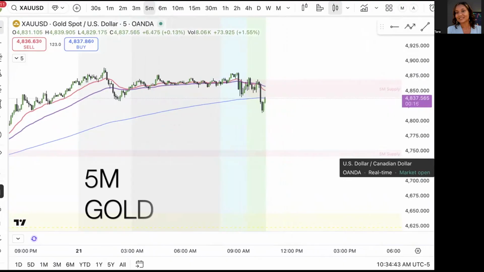Okay, so we're on the 5-minute time frame for gold. We've seen there's been a pretty big push down, and we're going to wait for price to come back into the zone and wait for our sell signal.